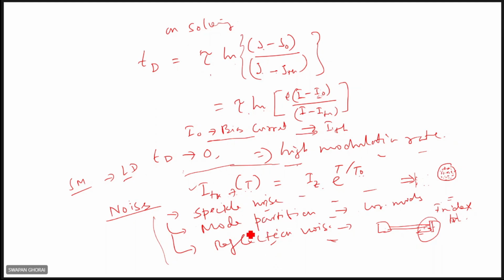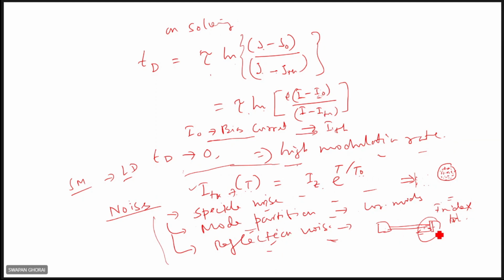There can be another noise also, mode partition noise. You have seen that a certain number of longitudinal modes are there, and there will be intensity fluctuations whenever mode conversion takes place, when the power is transferred from one mode to another mode. Because of these intensity variations, there can be a degradation in the signal to noise ratio. So these things are to be taken care of.